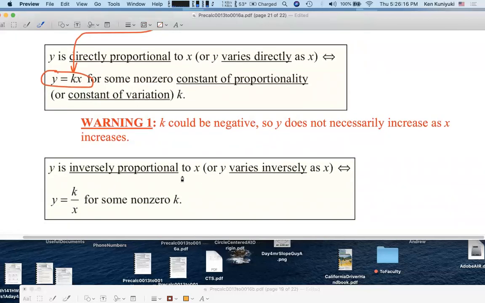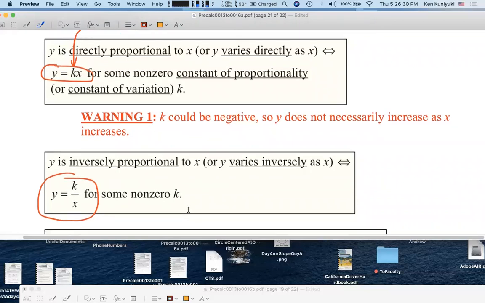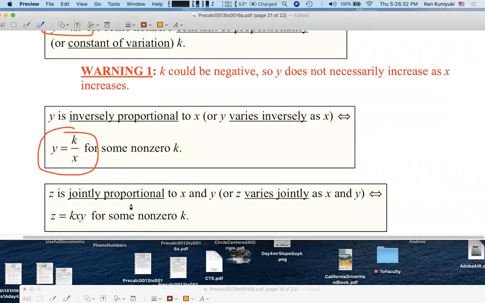Y is inversely proportional to x, or y varies inversely as x, if and only if y equals k divided by x for some non-zero constant k. Z is jointly proportional to x and y, or z varies jointly as x and y, if and only if z equals kxy for some non-zero constant k. It's like a double multiplication.